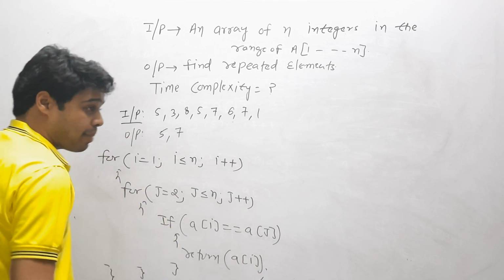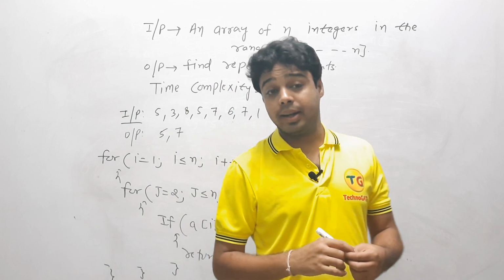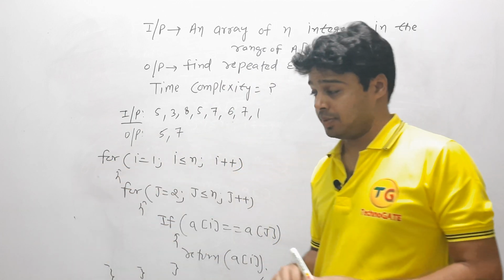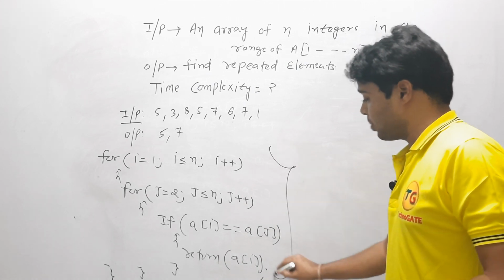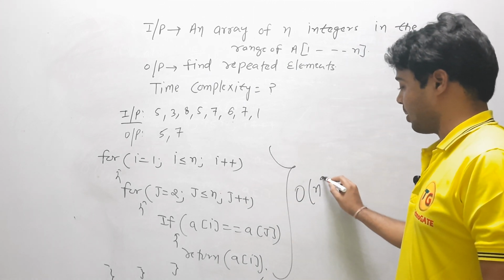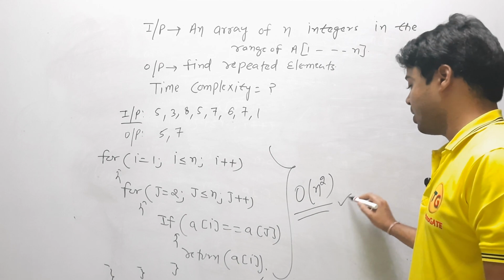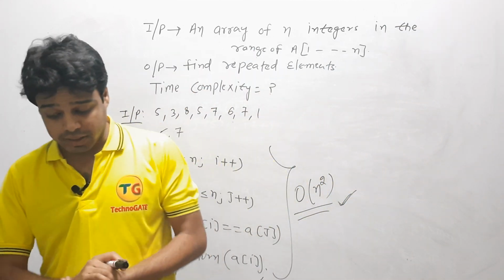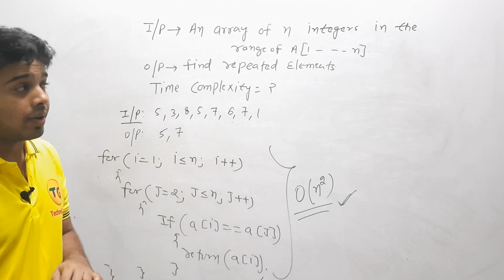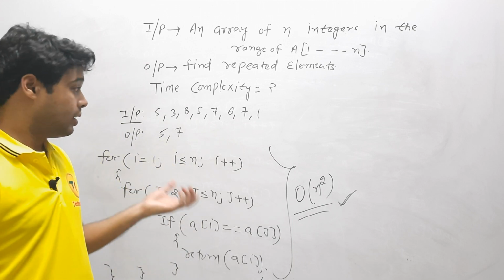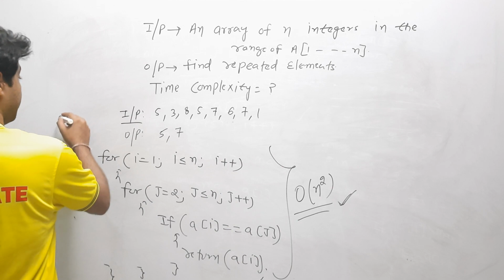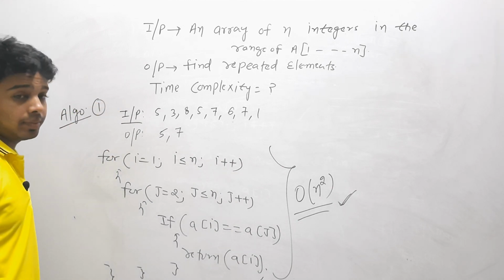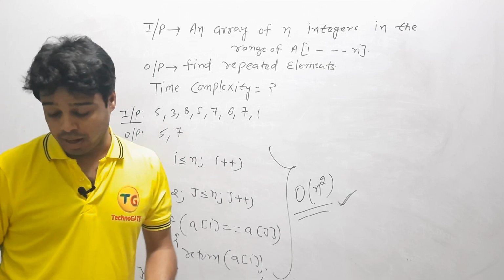Okay, so this approach is okay, but it takes more time. How much time? There are two nested for loops here. Two nested for loops means it will take order of n square time. Now, what is the best approach here? The first algorithm, algorithm 1, takes n square time. Now, let's check another approach.